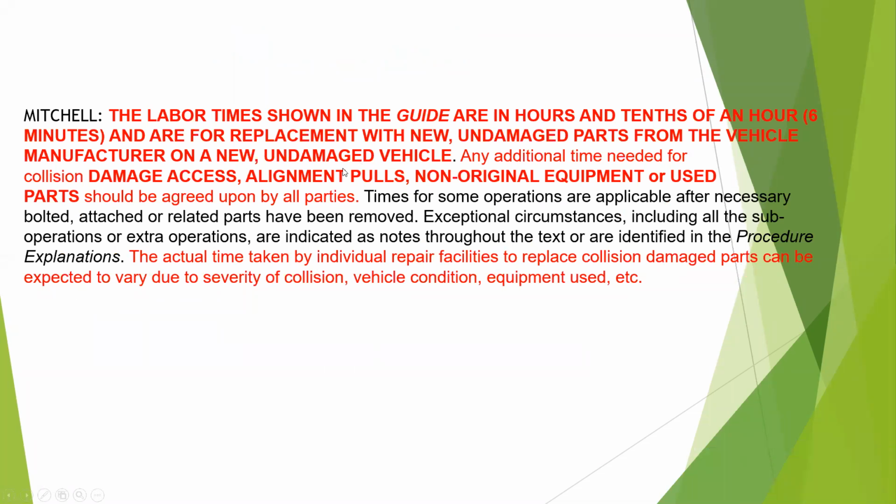So again, this is Mitchell's excerpt. The labor times shown in the guide are in hours and tenths of an hour, 6 minutes, and are for replacement parts with new undamaged parts from the vehicle manufacturer on a new undamaged vehicle. Any additional time for collision damage access, alignment pulls, non-original equipment, or used parts should be agreed upon by all parties. So this is, again, straight from Mitchell.